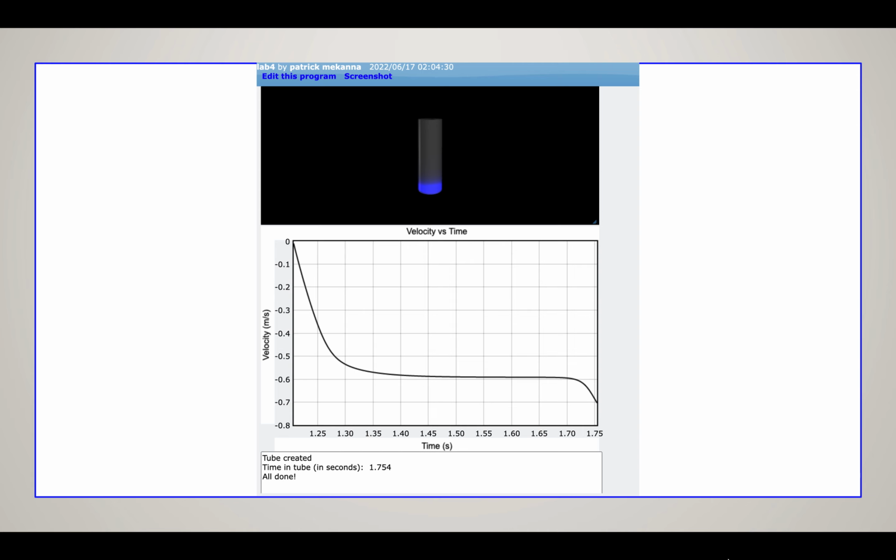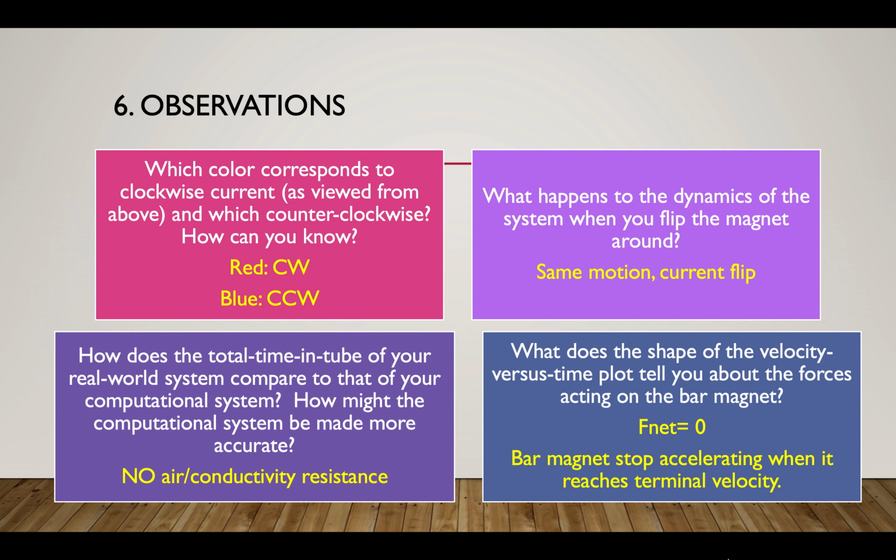Those are the results that we find, with the time of 1.754 seconds for the magnet to fall through the tube. The color of the tube indicates the current flowing in the ring. Red indicates clockwise and blue indicates counterclockwise, according to Lenz's law. If you flip the magnet, the current will flow in the other direction from what we have been seeing. The total time in real life and the one we computed are different. The one we computed was longer than the one in real life.